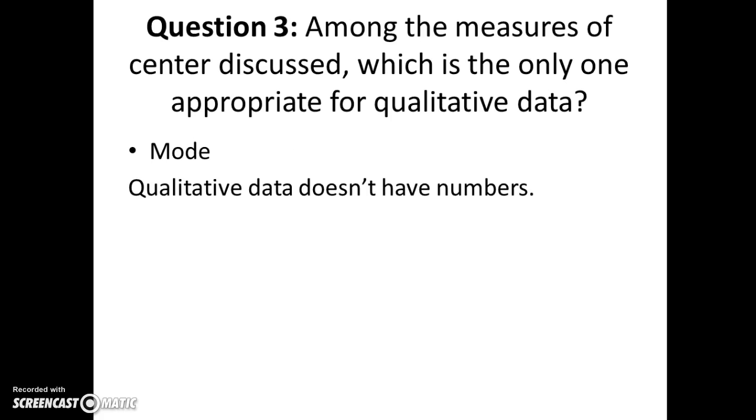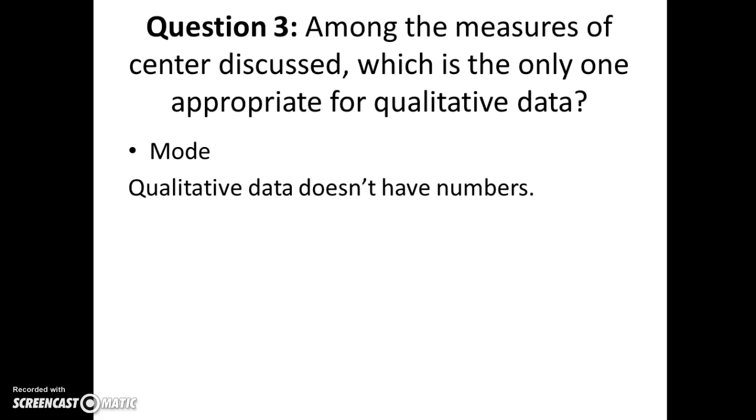Question 3. Among the measures of center discussed, which is the only one appropriate for qualitative data? So qualitative data doesn't talk about the numbers. If there are no numbers, you cannot find mean, you cannot find median. The only one we can use for qualitative data is going to be mode, because mode is the most observed one.